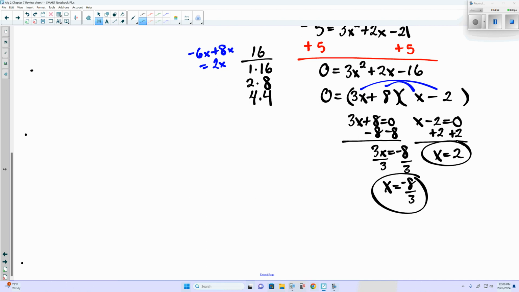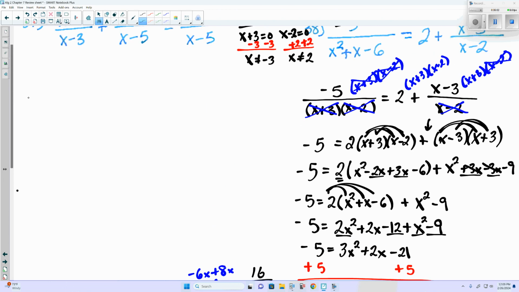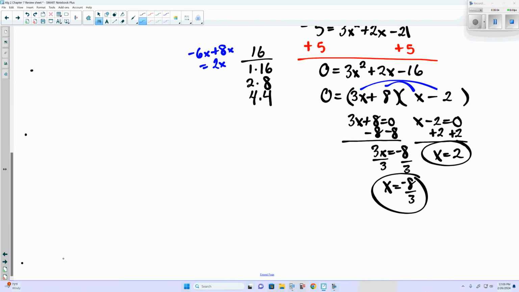Is either one of these a restriction? What were our restrictions? Negative 3 and 2. Since 2 is a restriction, we just cross it out. It's an extraneous solution. It's a solution we get from solving, but does not work in the original equation. Yes.